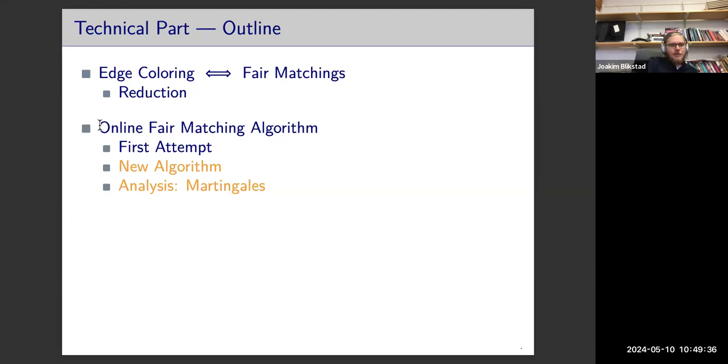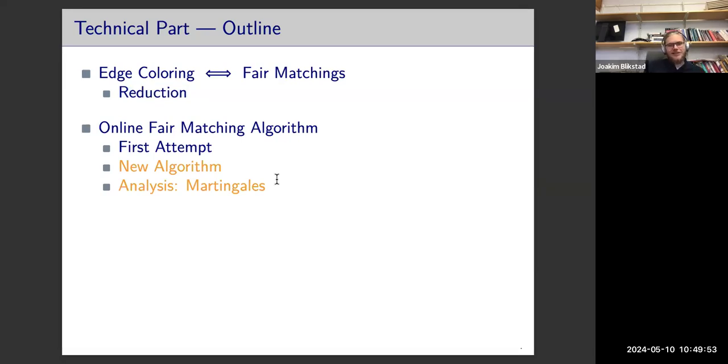And then we prove an online fair matching algorithm, and a lot of these previous papers in the field have also gone through this reduction. So we start by looking at some natural first steps here, and then look at what kind of modifications we need.